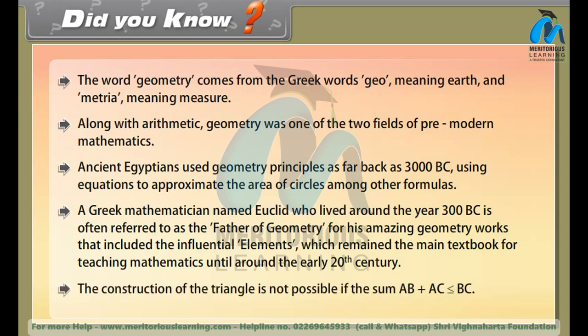The construction of the triangle is not possible if the sum AB plus AC is less than or equal to BC.